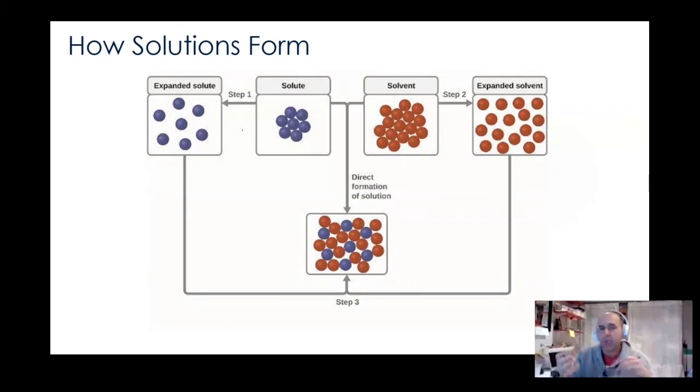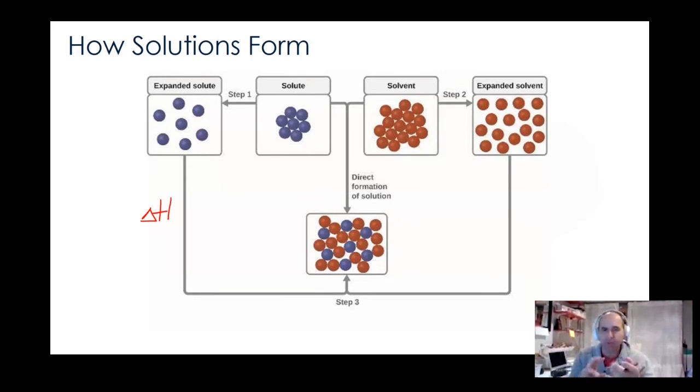Now, basically, the way we imagine this is whatever's holding the solute together, those interactions have to be broken. And then whatever's holding the solvent together, those interactions have to be broken. And then we have to combine them and form new interactions. And the energy of these new interactions has to be generally, at least, greater than the energy of the old ones, more or less. Now, we're used to thinking in terms of enthalpy when we're talking about energy.